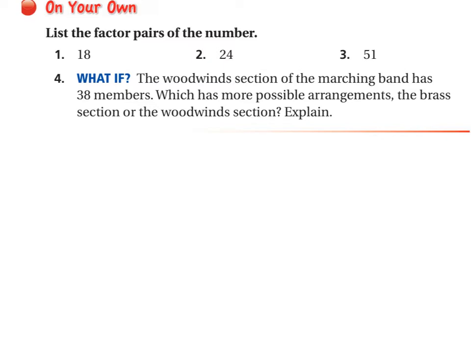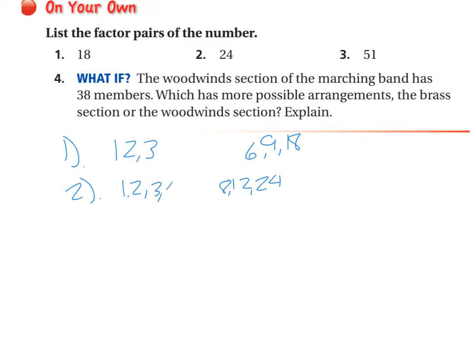Now that you've had an opportunity to try these for 1, we'll go ahead and list them out. We have 1 and 18. We have 2 and 9. We have 3 and 6. And that's all of our factor pairs for 18. For 24, we have 1 and 24. We have 2 and 12. We have 3 and 8. We have 4 and 6. And there's all your factor pairs for 24.